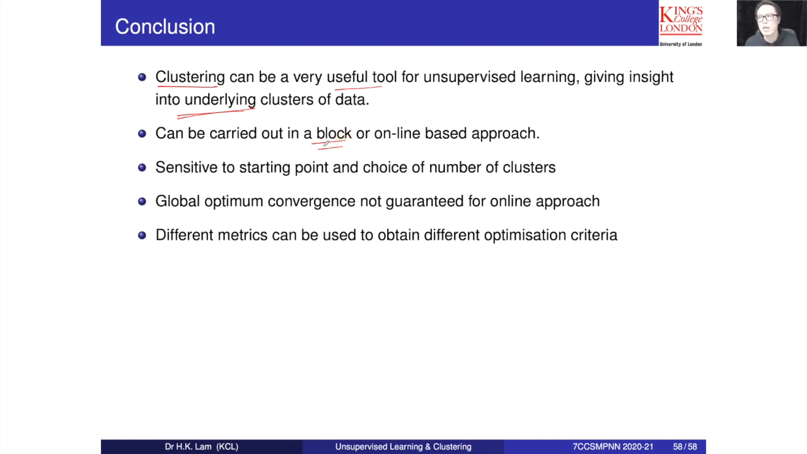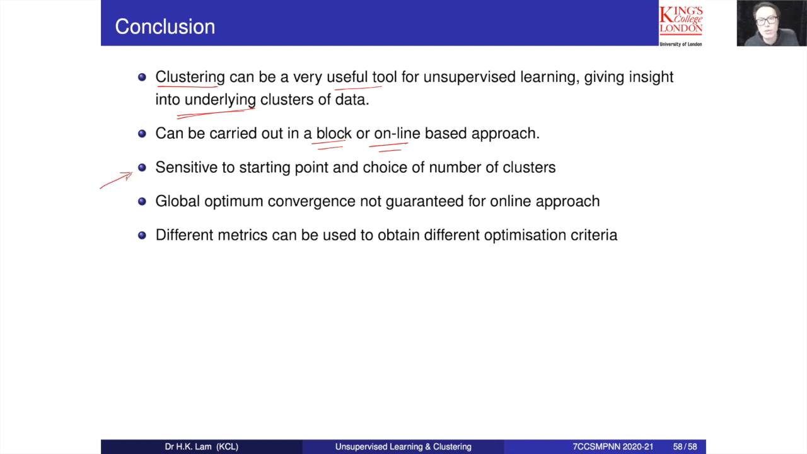For example, in k-means clustering, we perform the update using all the information of the samples, or we can do it online. That means we draw samples one by one to update the clustering, to update the cluster centers, such as in competitive learning. And then we can also find that there are some drawbacks.